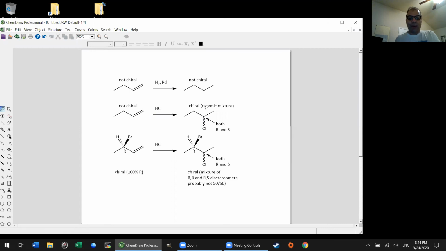Remember, we've defined what a racemic mixture is. We've said it's a 50-50 mixture of two enantiomers. And that's what I would predict we would get here. So even though the starting material is not chiral, the product in this case is.